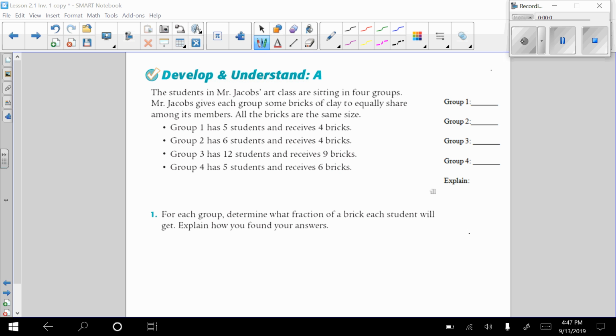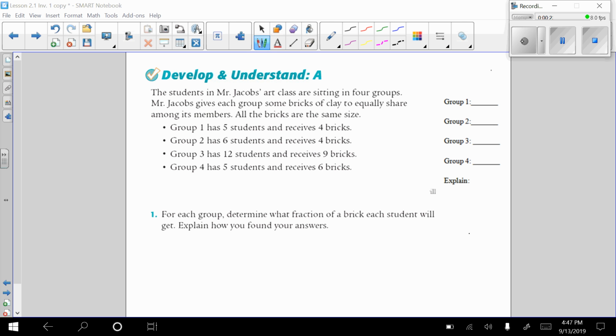Today we continued our unit on understanding fractions. The kids had an activity to complete. They were given strips of paper and pretended they were in Mr. Jacobs' art class. Each one had a different number of students, and each group had a different number of strips of paper. Group 1 had 5 students and received 4 strips of paper.